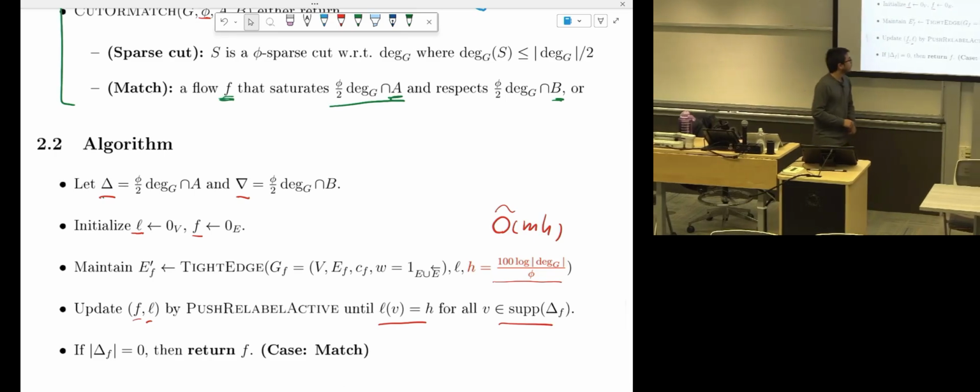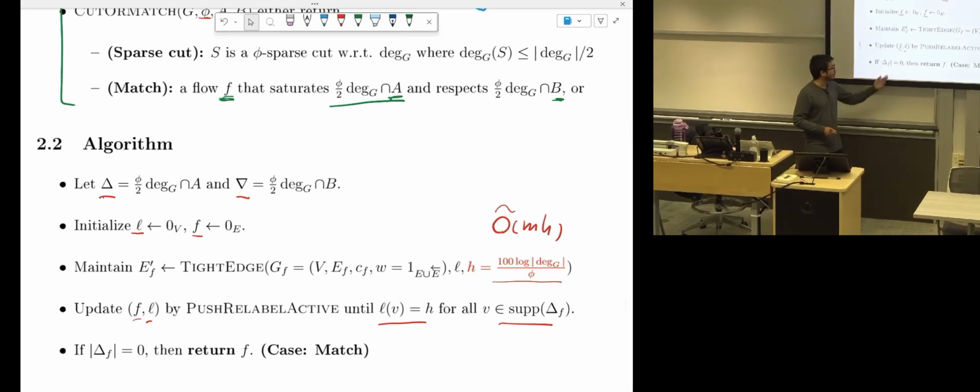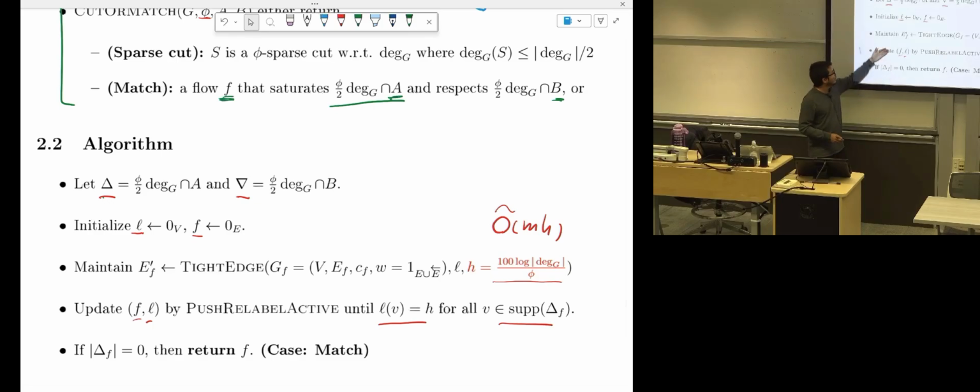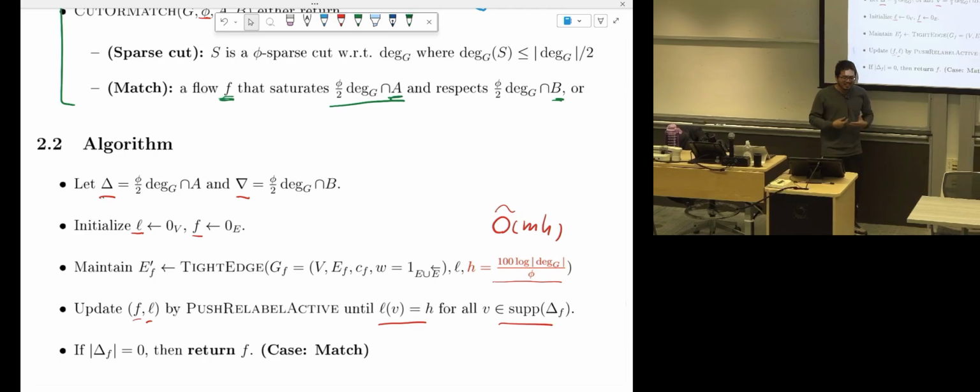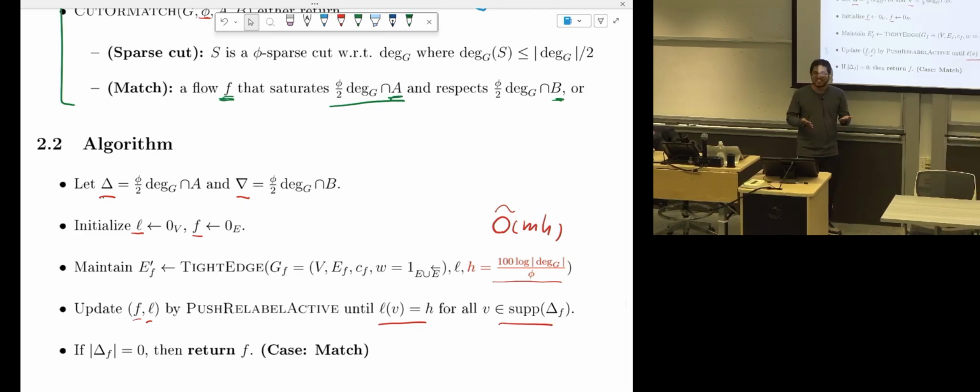Now what's next is just to check if there is any excess. Once we are done with this, there are two cases: whether there is excess remaining or not. If not, then I just return the flow.